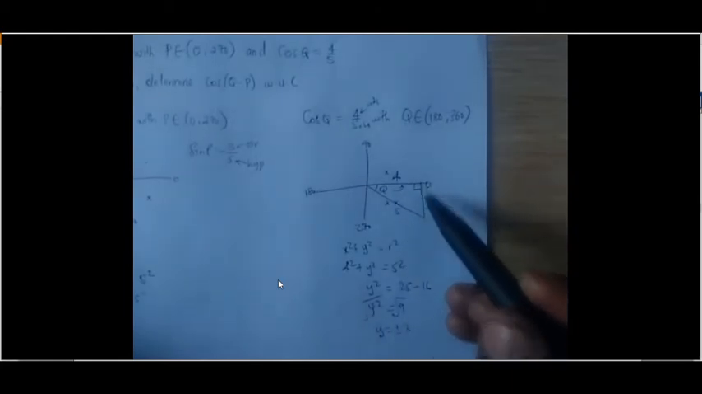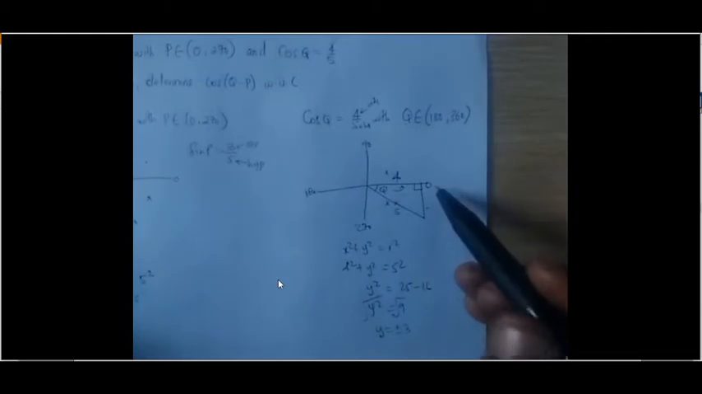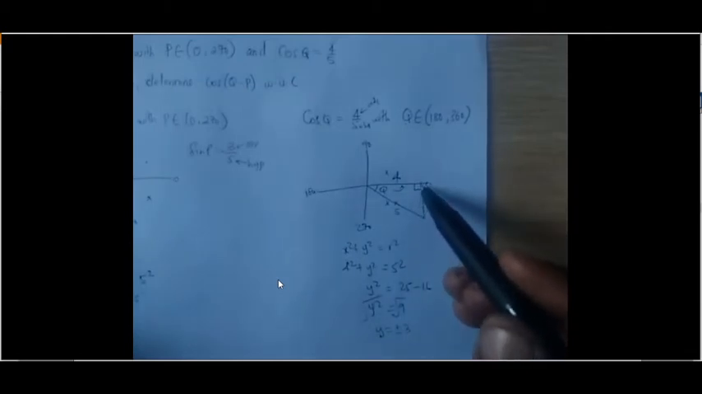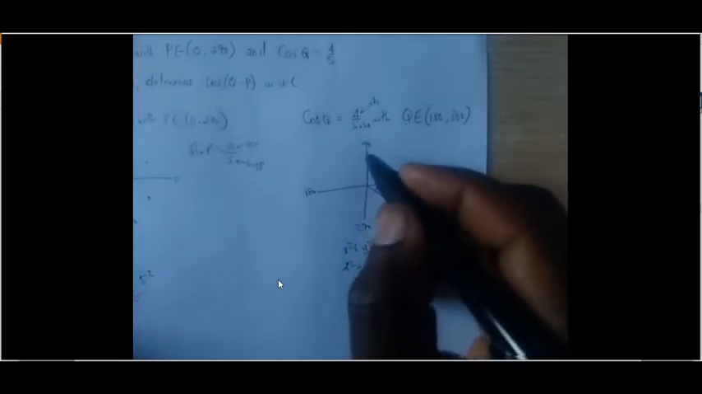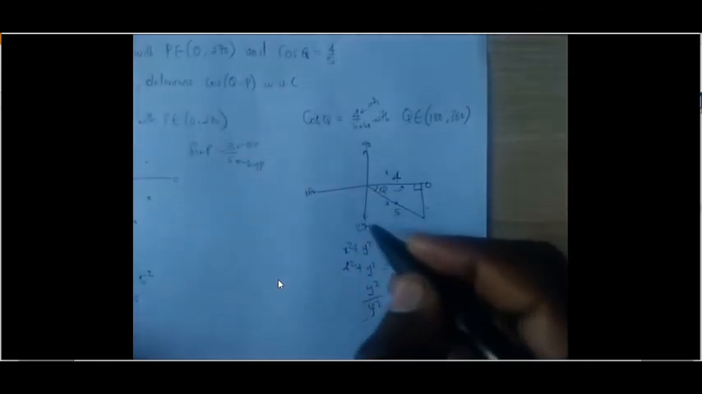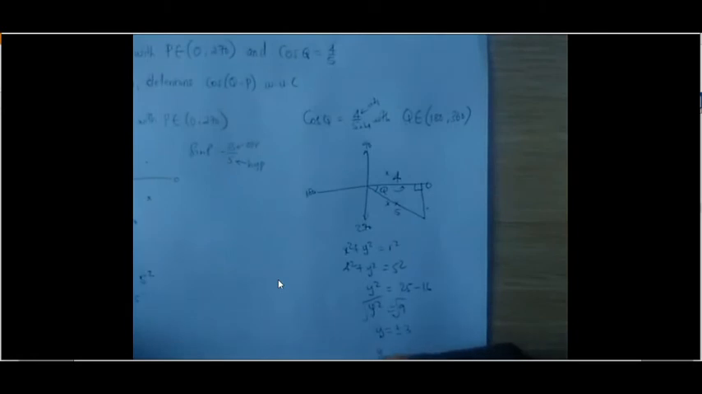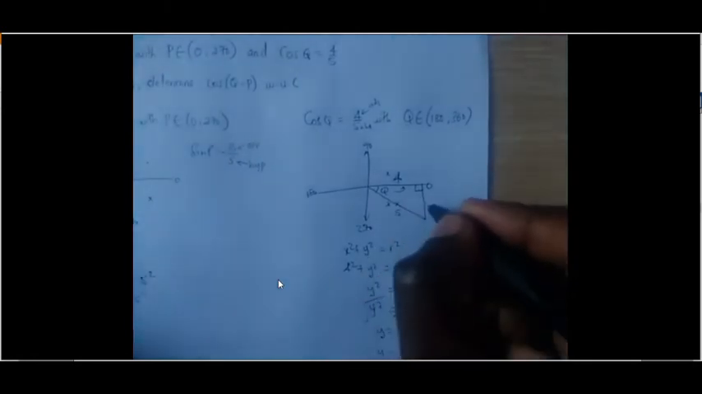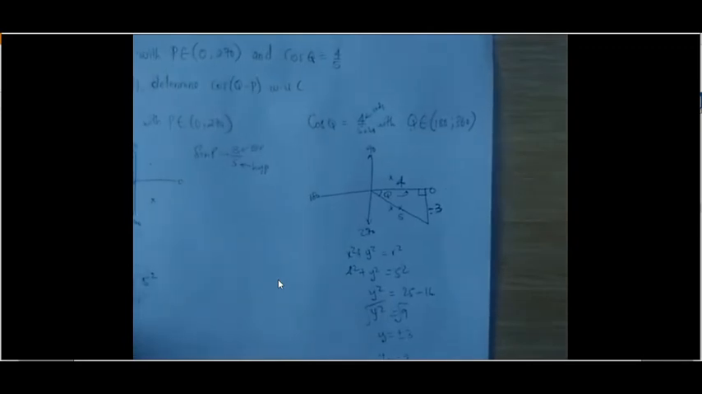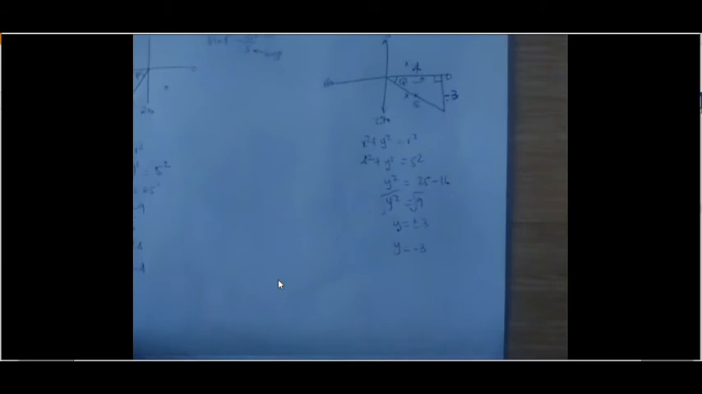But since the vertical line is below the x-axis, in the negative end of the y-axis, if this is the y-axis, this is the positive end, this is the negative end. So if it's the negative end, therefore y will be negative 3. So this becomes minus 3. The signs are very, very important. Right, so now let's move on.